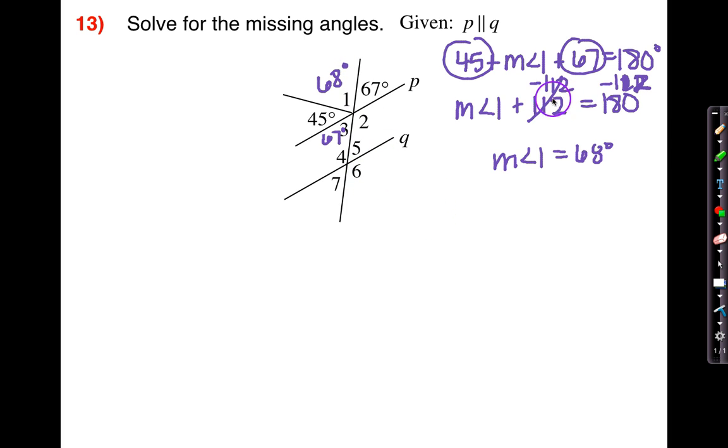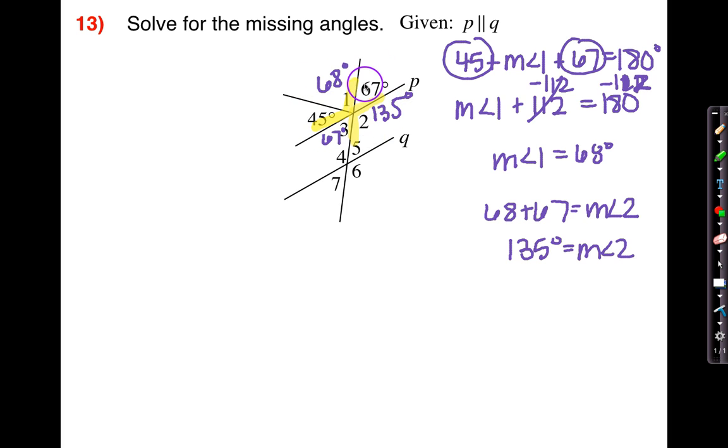Okay, now from here, hopefully you recognize that this angle is the angle that matches up with angle 2. They are vertical angles, which means angle 2 is composed of a 45 and a 68 angle. So to figure that, I'm going to say 68 plus 67 equals the measurement of angle 2. So if you add those together, you're going to get 135 degrees for the measure of angle 2. So let's write that in, 135.